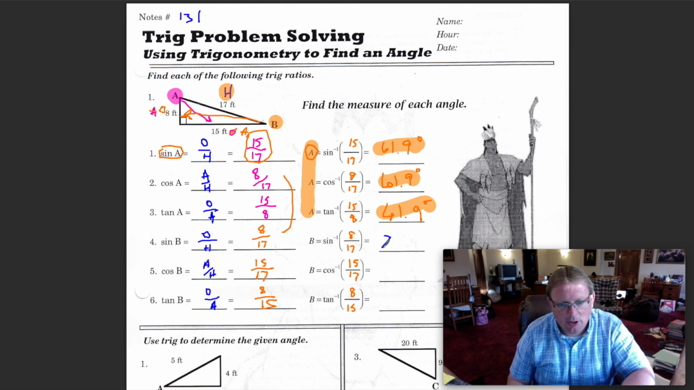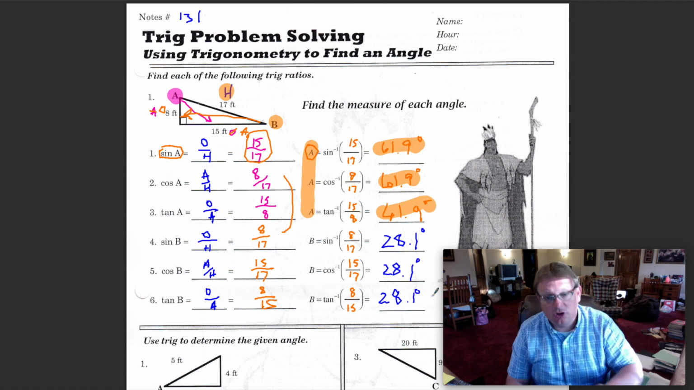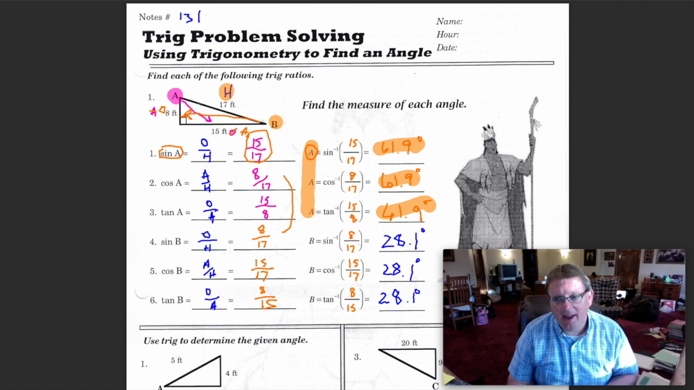Now, you will notice that all these, if we typed them in, would be 28.1. But you know what? I wouldn't even have had to type in the first one. What do you notice about all the angle A's and all the angle B's? What does angle A plus angle B have to add up to? Joe? Yeah, they have to add up to 90.